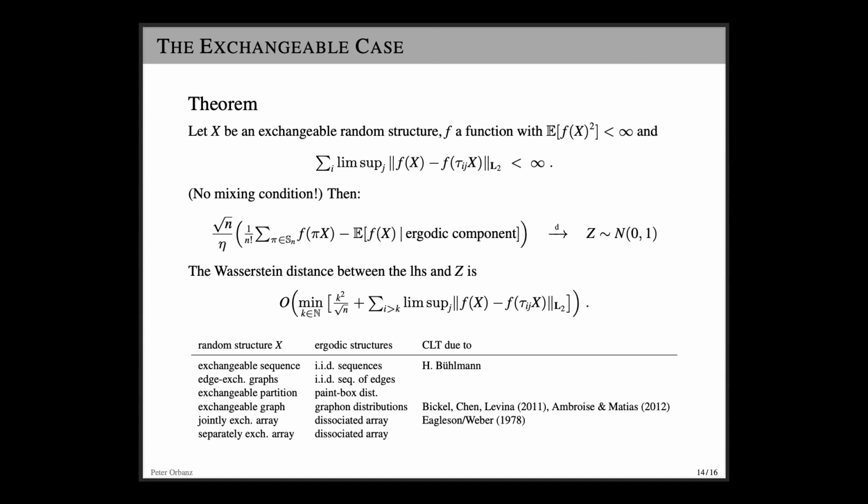So that I'm not accused of cheating: usually the term Berry-Esseen bound is understood to bound the total variation distance, and here we're just bounding Wasserstein, which is a different metric.